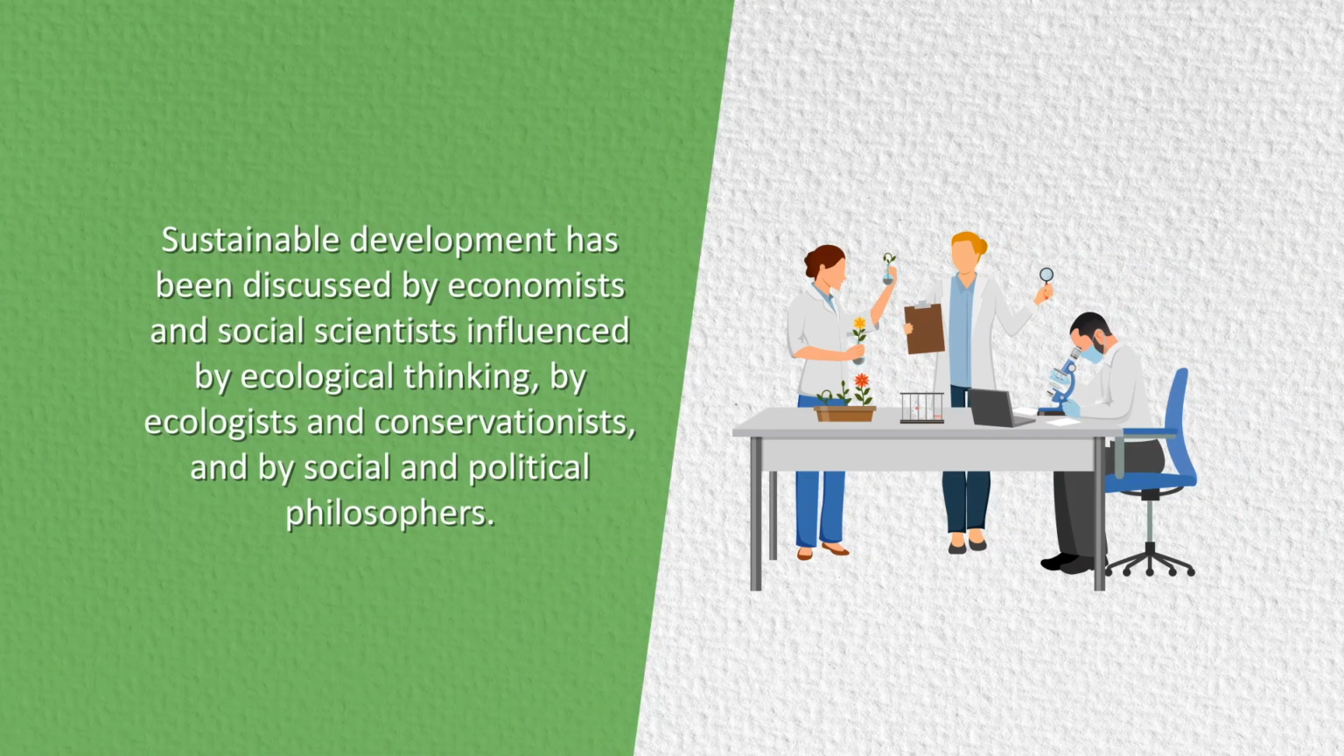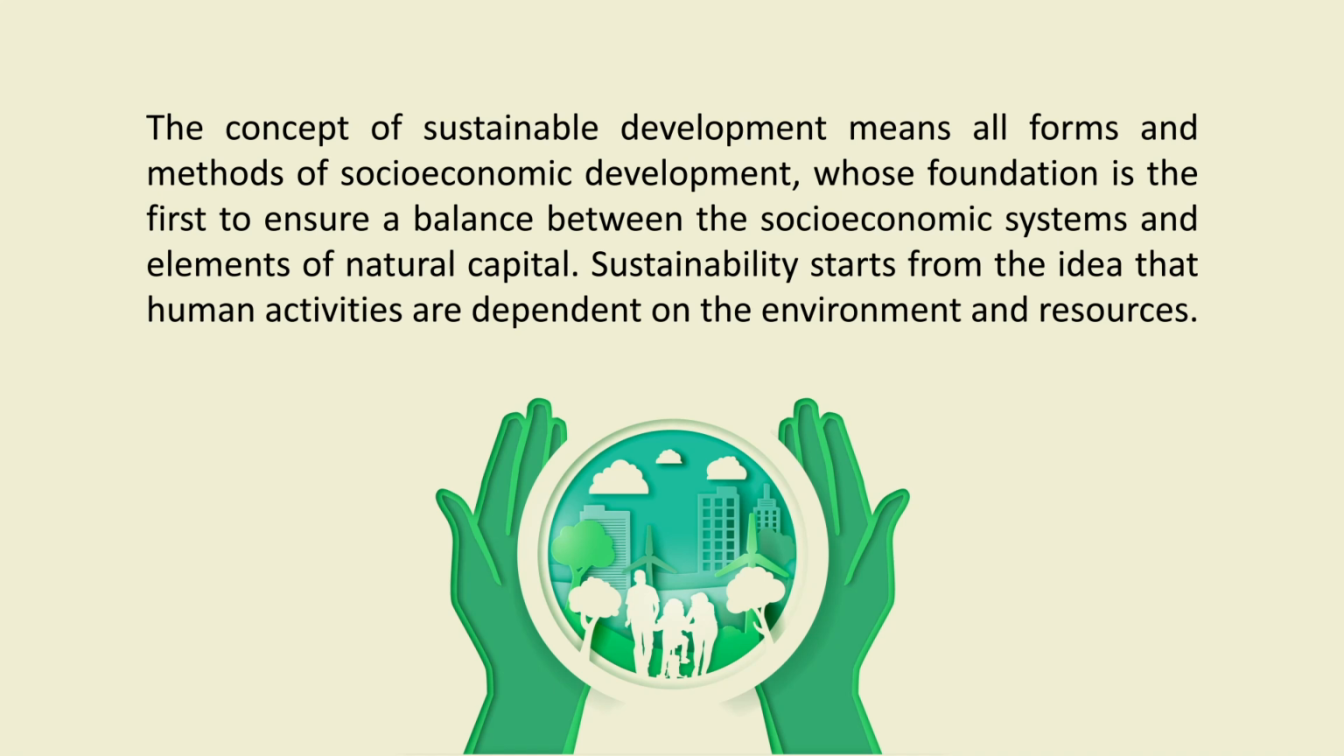As we know, sustainable development has been discussed by economists and social scientists, and most of the discussion is influenced by ecological thinking, by ecologists or conservationists, and by social and political philosophers. In very simple language, the concept means all forms and methods of socio-economic development whose foundation is to first ensure a balance between the socio-economic system and elements of natural capital. Sustainability starts from the idea that human activities depend entirely on the environment and resources. Our health, our safety, and the social and economic stability of society are very essential in defining the quality of our life, because humans are looking toward improving their quality of life, right?